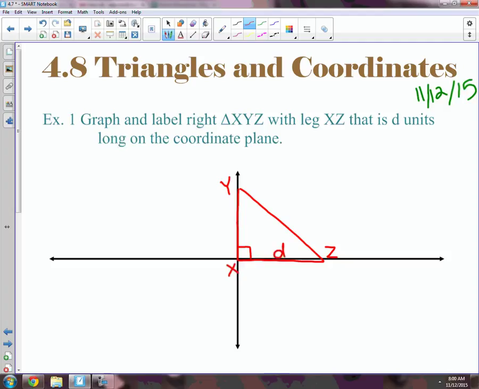Okay, now have I taken all the information they've given me and put it on my graph? Yes. I have a right triangle. It's a triangle XYZ. Leg XZ is D. So I've used all that information. That's the graphing part, when you take all the information and you get it on the picture. The labeling part is where you take each of the vertices and we're going to give them a coordinate. So we're going to say where we would graph each of those corners of the triangle. So this is the second part we're going to do.